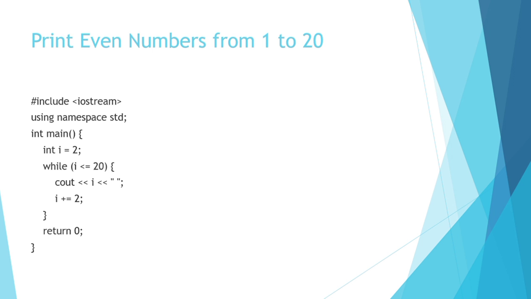Print even numbers from 1 to 20. int i equals 2. Here, we declare an integer variable i and initialize it to 2. This is the starting value for our loop.